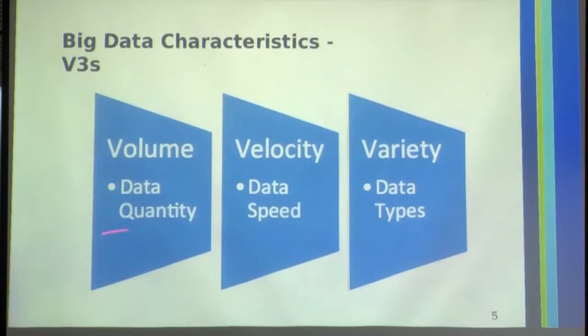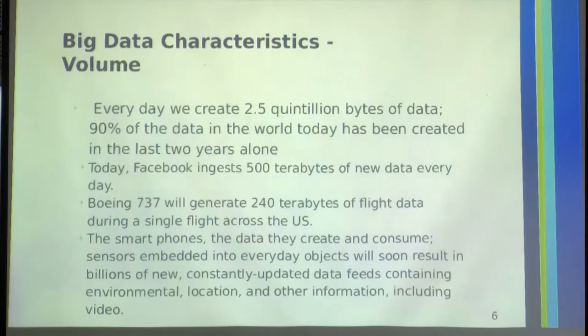What is sometimes characterized, this is the 3 Vs, is very common actually. First there's volume, then there's velocity, and then there's variety. These are the three things you consider when you think about big data. The volume we've already just talked about, but these are some more numbers: creating this quintillion bytes of data, 90% of the data, right?